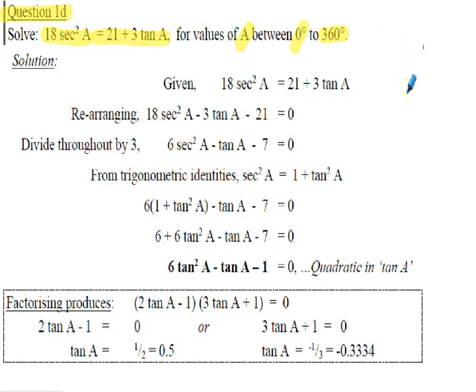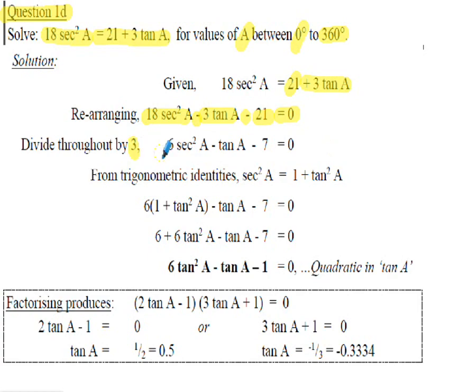So the first thing I'm going to do is rearrange the equation and get all the terms onto one side of the equation so it equals 0. So I'm going to take 21 from both sides, and I'm going to take 3 times the tan of A from both sides. So rearranging, I get 18 sec squared A, take away 3 times the tan of A, take away 21 is equal to 0. I notice in this particular question I can divide throughout by 3 and simplify my numerical values. That doesn't always occur, but it does in this question.